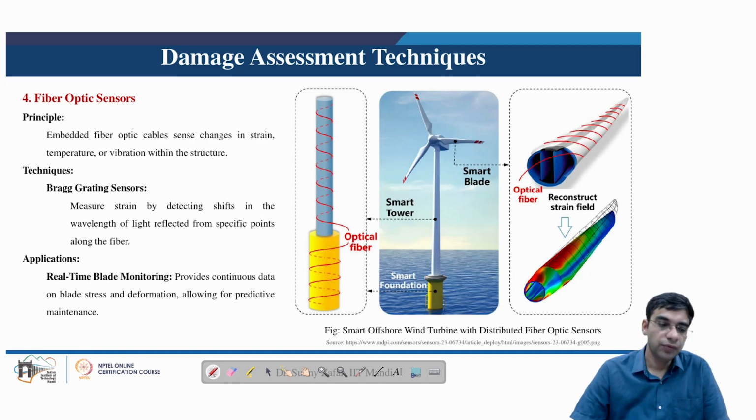Next is the use of fiber optic sensors to do the damage assessment on wind turbines. Fiber optic sensors rely on embedded optic cables which sense the change in strain, temperature or vibration within the structure. Here, techniques involve the use of Bragg grating sensors, which measure strain by detecting shifts in the wavelength of light reflected from specific points along the fiber.